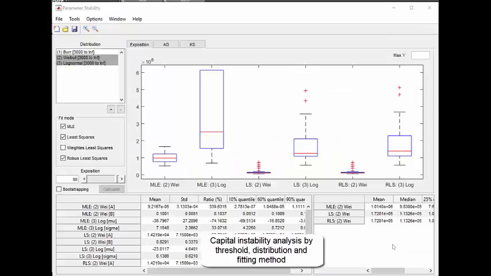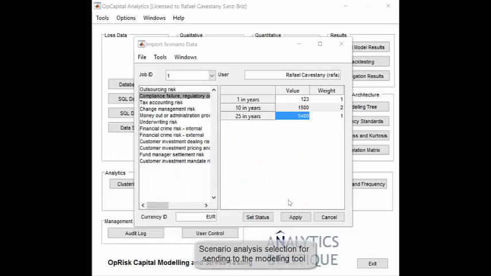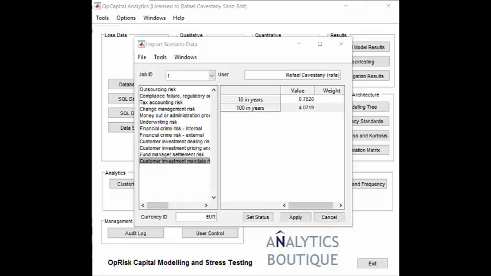Op Capital Analytics permits to evaluate the capital instability of different distributions, different thresholds, and different fitting methods. Scenario analysis modeling starts by the selection of the scenarios provided by the expert. Loss estimate by the scenario can be provided in any format, such as worst loss in 10 years, in 100, and then once selected the scenario, it is sent into the scenario modeling module.